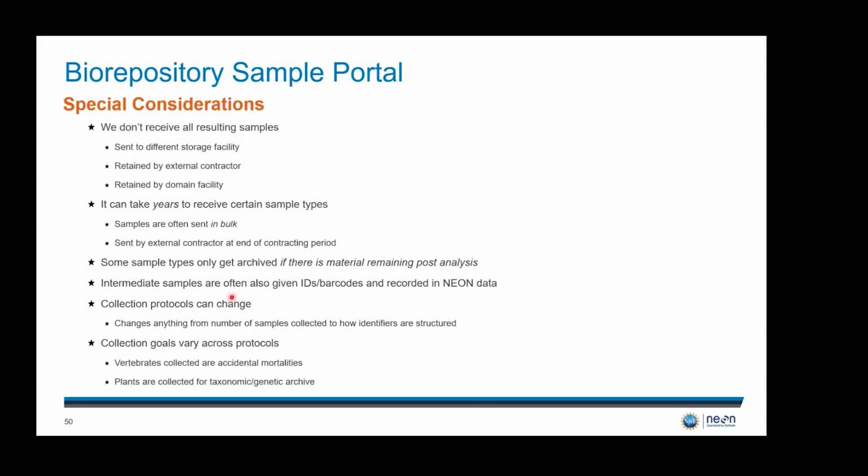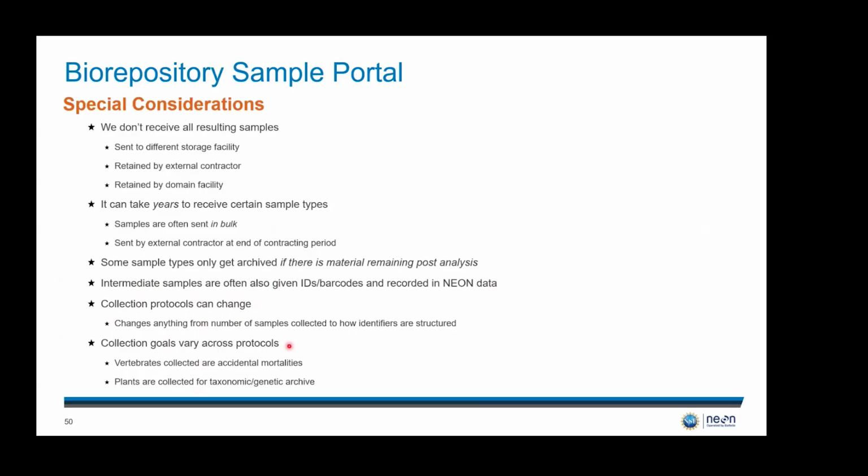Almost done, I promise. Collection protocols can change, of course. This can change anything from the number of samples collected to how identifiers are structured. So you might be expecting 3 samples per year per site for this specific sample type, when in reality it's only 2 or something like that because the collection protocol has changed in that period of time.